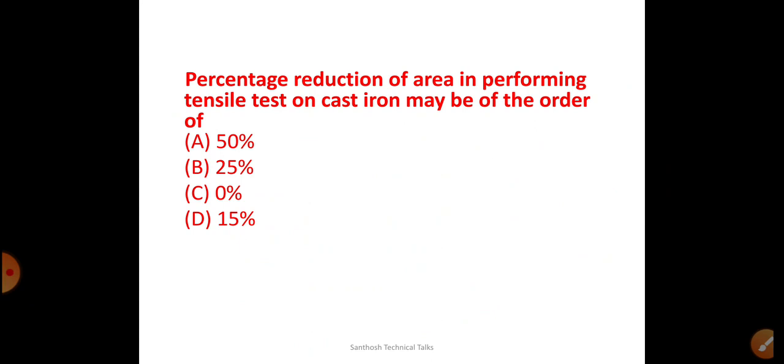And next, a very superb question: the percentage reduction of area in performing a tensile test on cast iron may be in the order of 0. So we know that cast iron is a brittle material, so it can take the compressive load. It cannot take a tensile load. Therefore in the tensile test, the cast iron fractures immediately without any reduction in area.